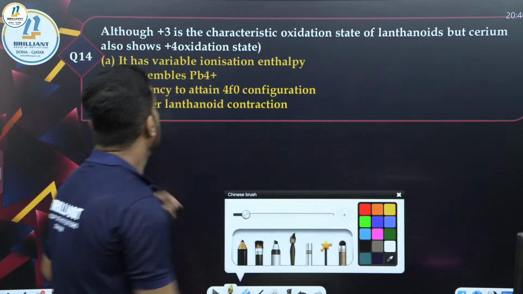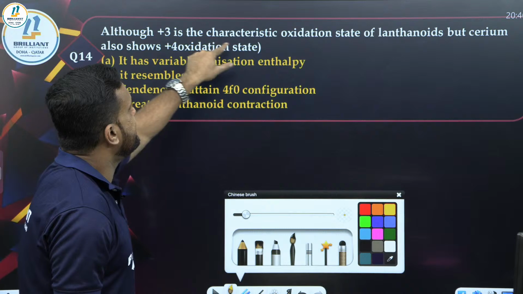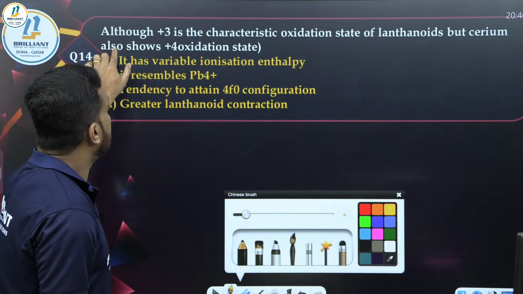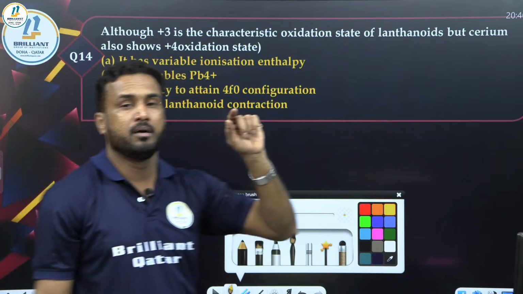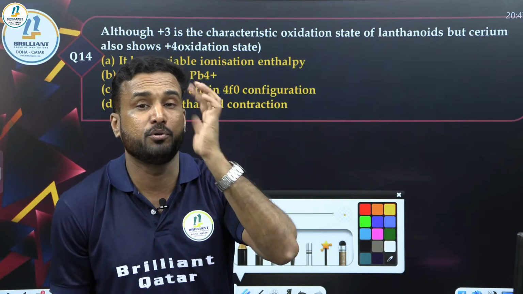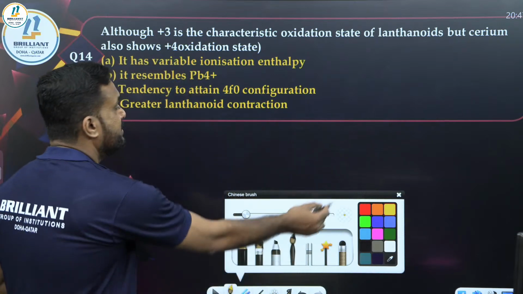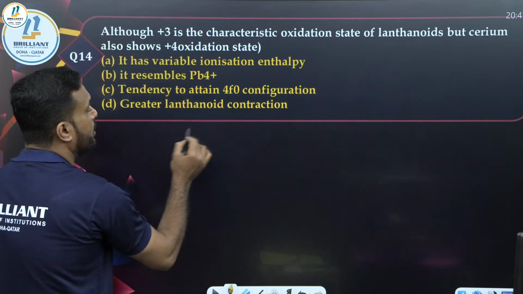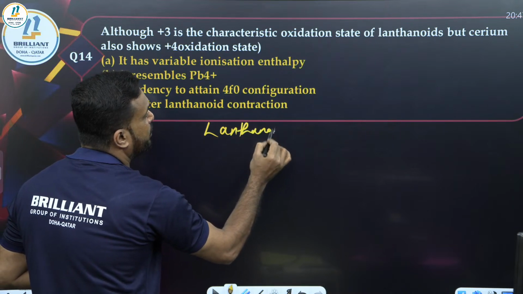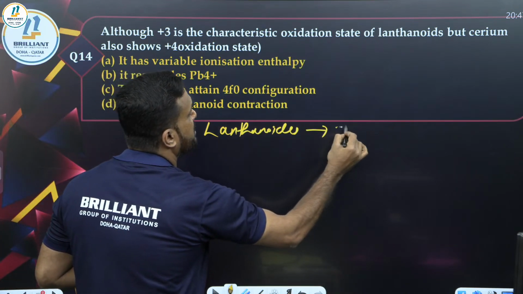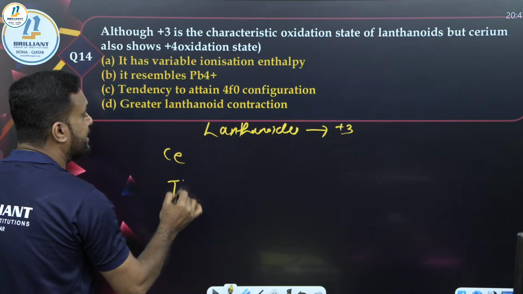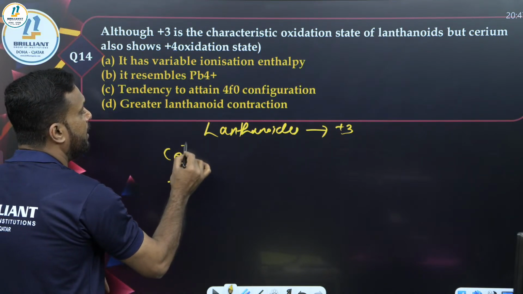Question number 14: although +3 is the characteristic oxidation state of lanthanoids, cerium also shows +4. Keep in mind, guys, there are a few exceptions in the case of oxidation state. One is in the case of cerium and one more shows +4. What is the common oxidation state of lanthanoids? The common oxidation state is +3. But cerium and terbium, keep in mind, both exhibit +4.